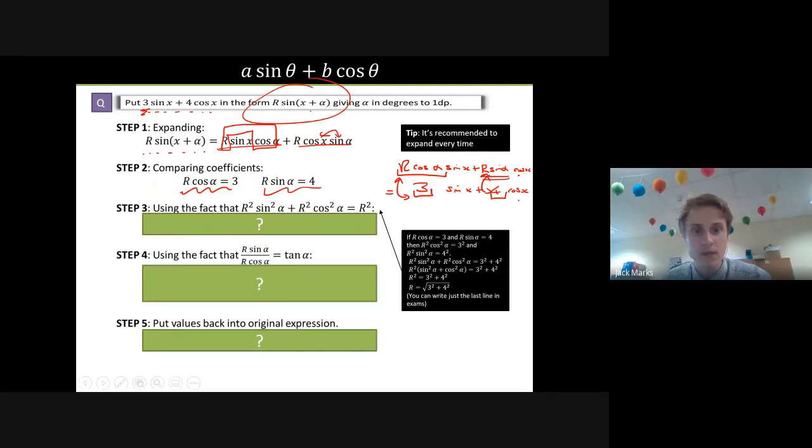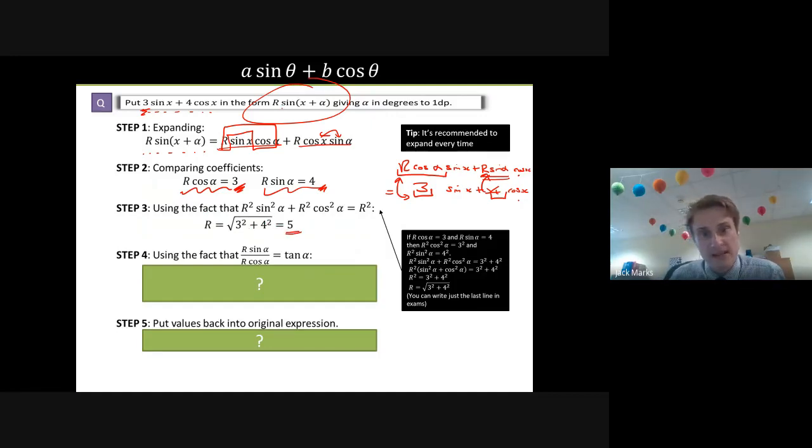Okay? If you do Pythagoras on these numbers, treat these like short sides. 3 squared plus 4 squared, you get 25. And if you square root that, you get 5. And that's all the working out you need to show for this section. That r, that 5, that's how much we've stretched the graph by. And you might think, well, why does it work? Well, it tells you down here why it works.